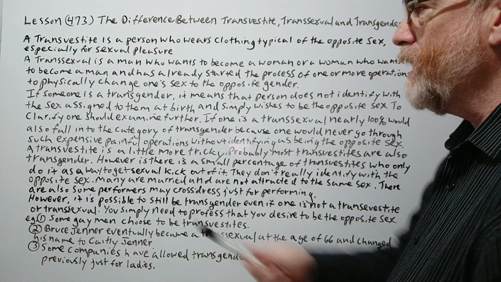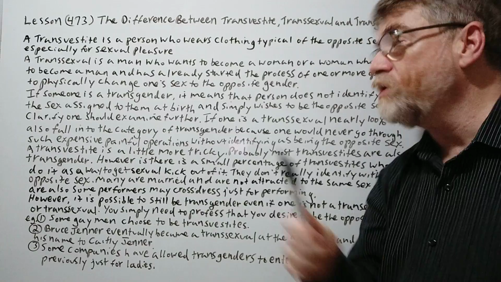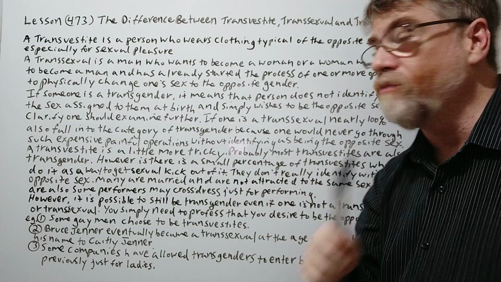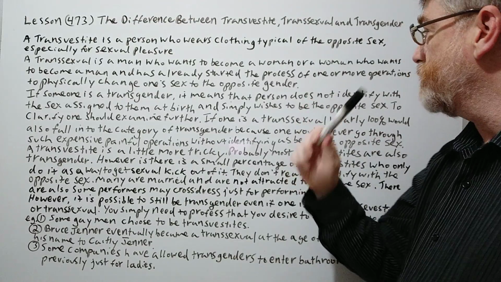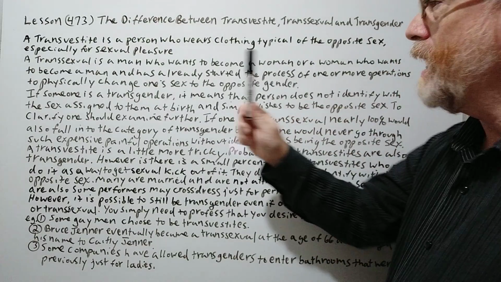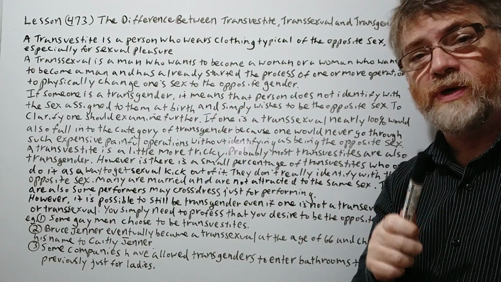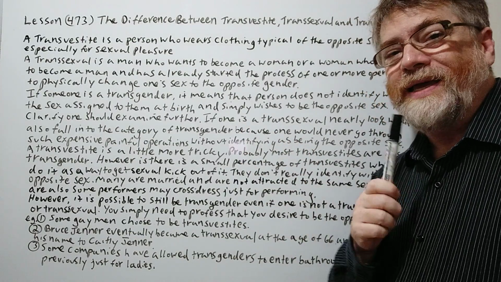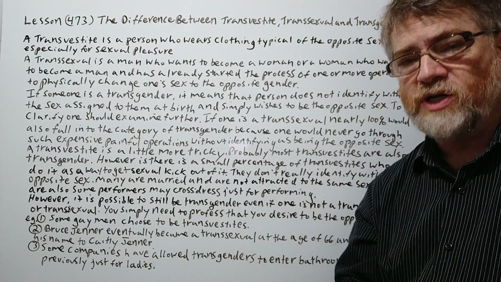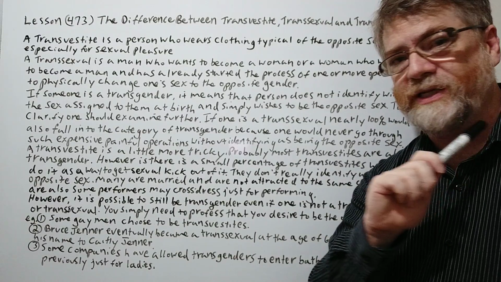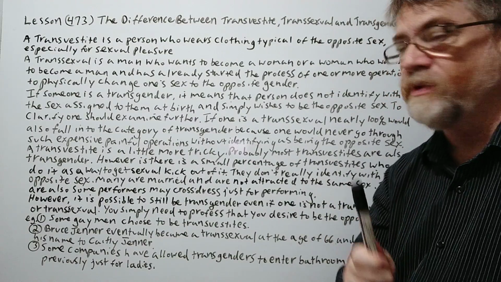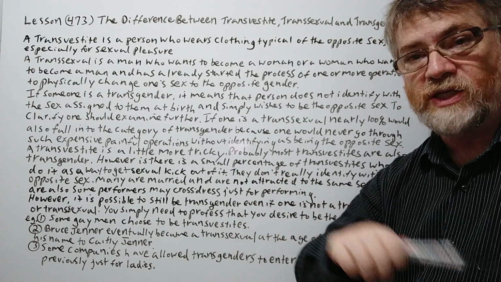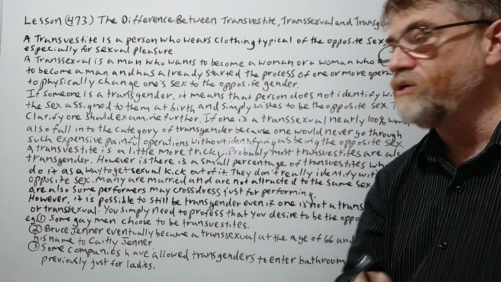All right, let's continue. A transsexual is a man who wants to become a woman, or a woman who wants to become a man and has already started the process of one or more operations to physically change one's sex to the opposite gender. These operations are usually painful and they're usually very expensive to do. So that would be a transsexual. You literally, physically at least, changed your sex.